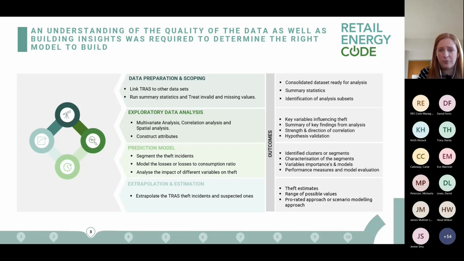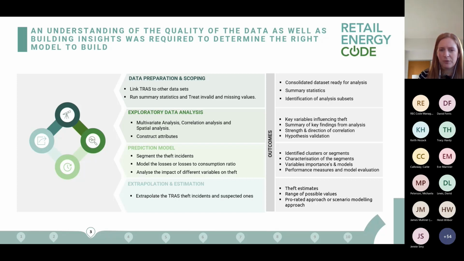We then went on to build a prediction model. For this, we're segmenting the theft incidents by outcomes: the confirmed thefts, the confirmed no thefts, but also the unproven suspicion of thefts as well, because we understood those to be likely to be theft, but just not having the right evidence to support that. We then looked to model the losses as well, and analyse the different impacts of the variables on theft.